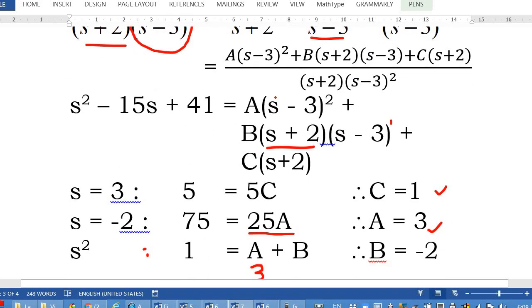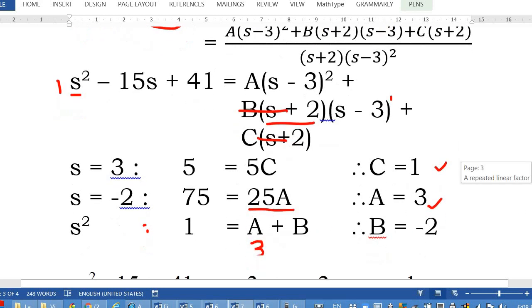Then you can substitute s equal to 3. The a term is gone and the b term is gone, so you can calculate c. Substitute s equal to negative 2, the b term is gone, because s equal to negative 2 makes this term zero, and you can calculate a. Lastly, you compare the highest degree term, s squared. The left side is 1, and the right side has a s squared plus b s squared, so a plus b. Compare the coefficient of the highest degree term.